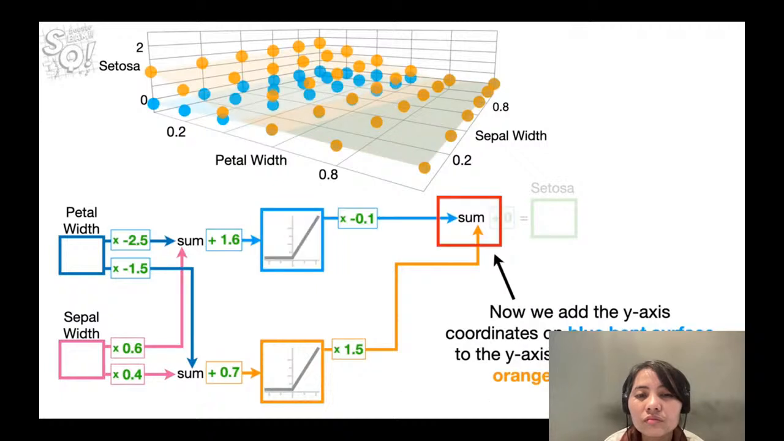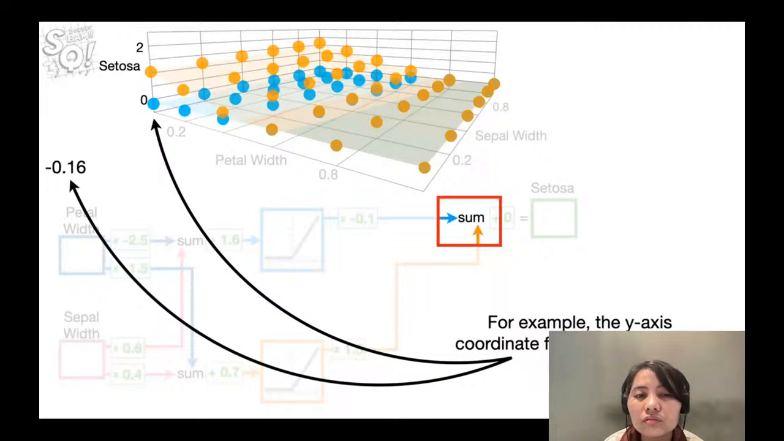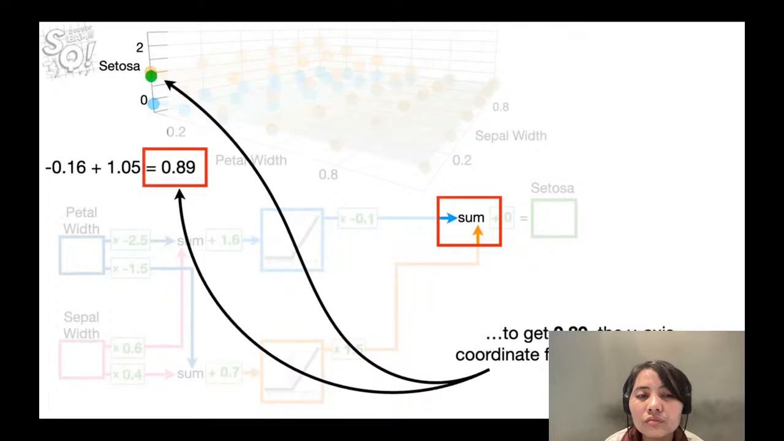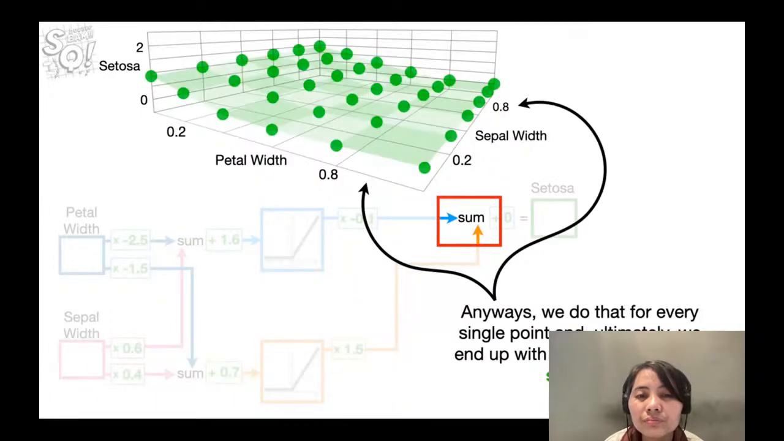Now we add the y-axis coordinates on the blue bent surface to the y-axis coordinates on the orange bent surface. For example, the y-axis coordinate for this blue point is negative 0.16. And we add the y-axis coordinate for this orange point, 1.05, to get 0.89, the y-axis coordinate for this green point. Anyways, we do that for every single point, and ultimately, we end up with this green crinkled surface.